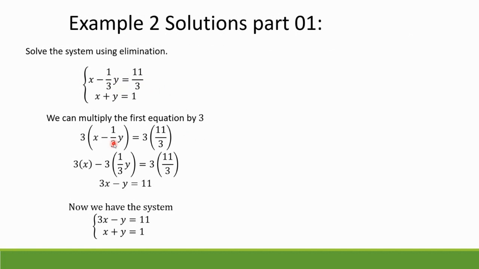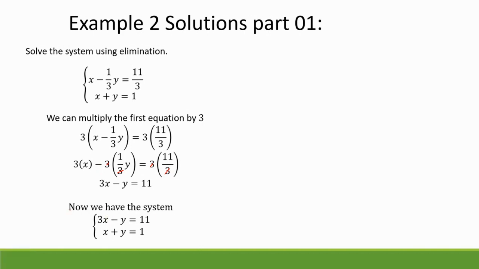From here, we have 3 times x minus 1 over 3 times y equals 3 times 11/3, as you can see. What happens over here? We distribute the 3. Over here, we have 3 times this. And so we get 3x. Here, let me get that pen out. These 3's cancel. So do these. And so we get 3x minus y is 11.